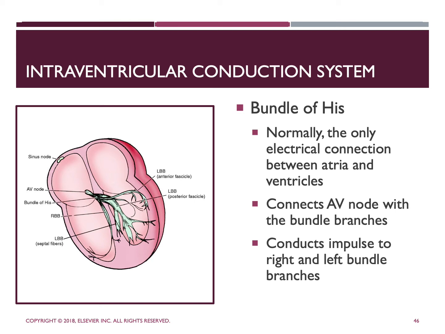After passing through the AV node, that electrical impulse is going to enter the bundle of His, which is normally the only electrical connection between the atria and the ventricles. The bundle of His conducts the electrical impulse to the right and left bundle branches. A bundle branch block, a triple B or BBB, is a disruption in impulse conduction from the bundle of His all the way through either the right or the left bundle branch to the Purkinje fibers. A BBB may be intermittent or permanent, complete or incomplete.